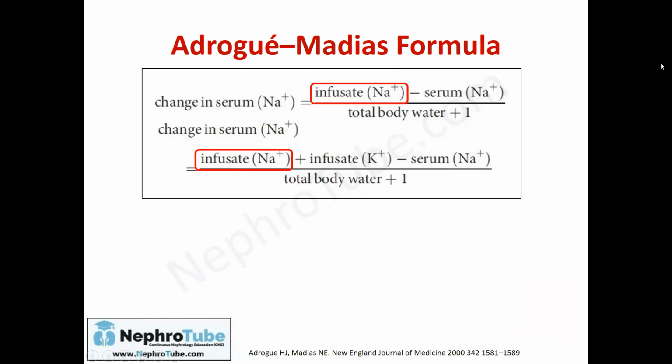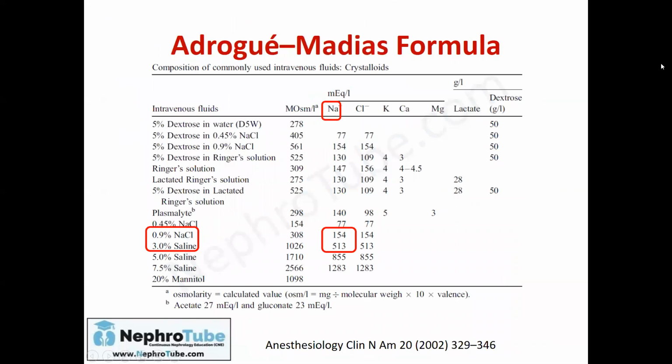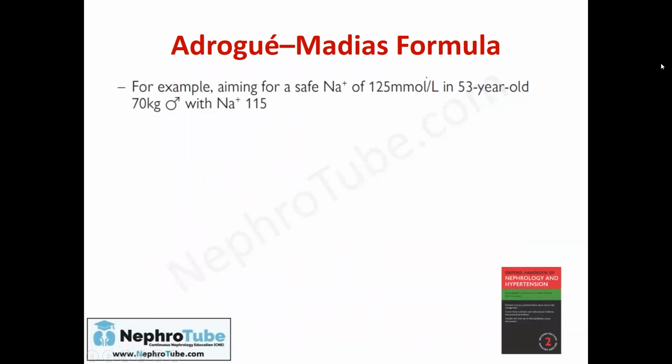The third part, or the third arm, in this equation is the infused sodium. How do we know the amount of sodium in the infusion? It is well known that 0.9% sodium chloride contains about 154 milliequivalents of sodium per liter, and the hypertonic saline contains about 513 milliequivalents per liter. So now you have all the numbers and you have to substitute them in the equation.